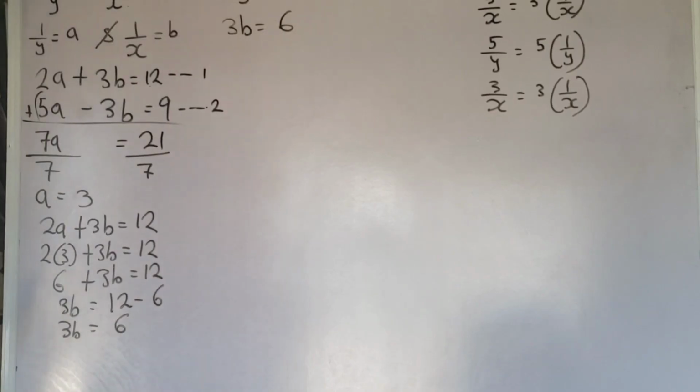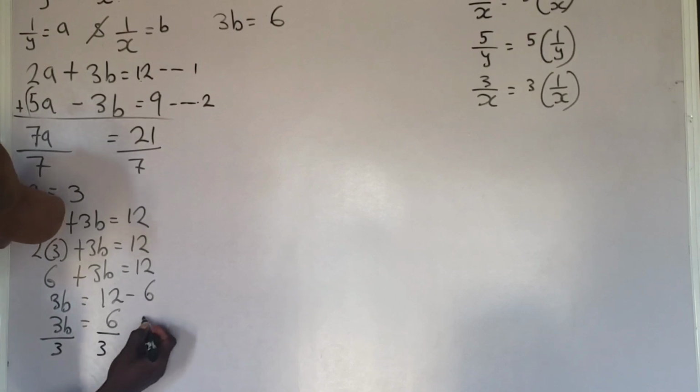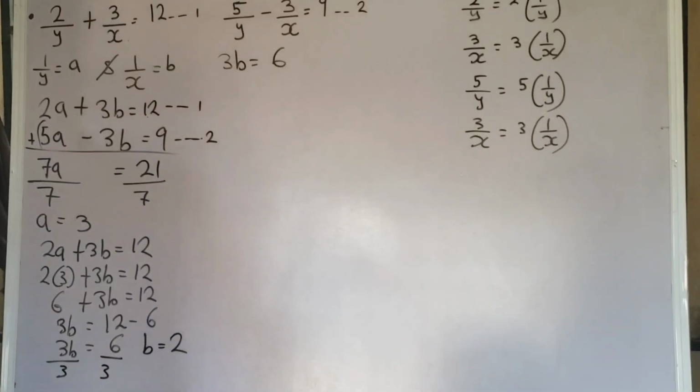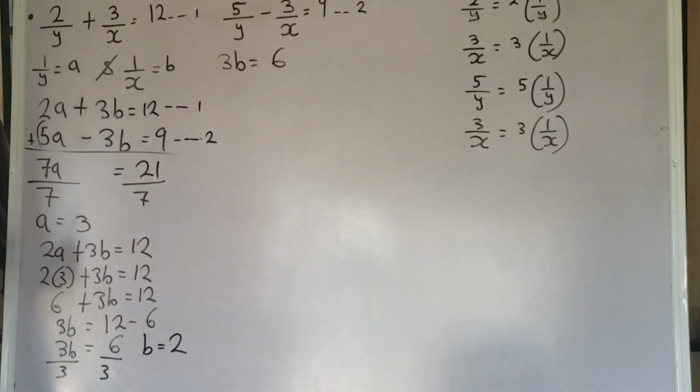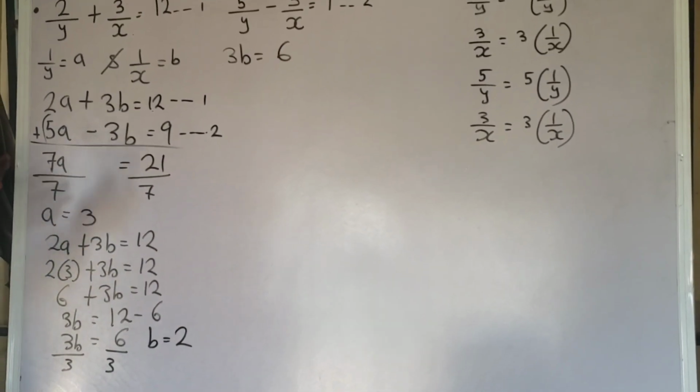To get the value of b, all we have to do is to divide both sides by 3. You understand? So I'm going to have this over 3 and this over 3. Hence, b is equals to 2. We've gotten the value of a and b as 3 and 2 respectively. Now, we are asked to find the value of y and x. Okay? How do we go about it?